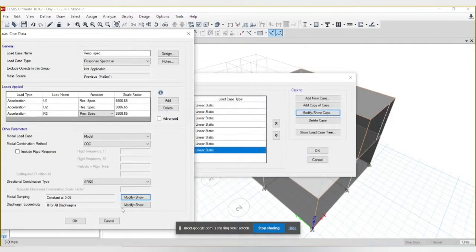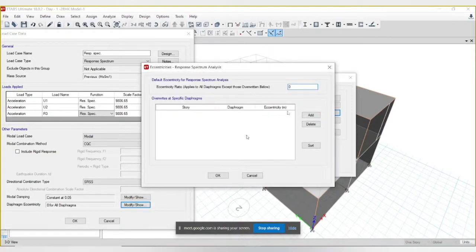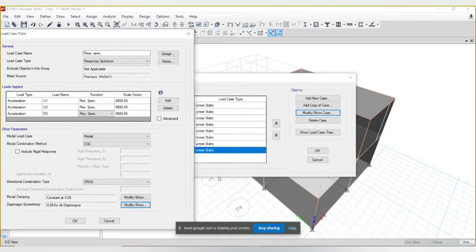So let us give 5% damping, and diaphragm eccentricity, you will be taking 0.05 times eccentricity. If the force and your center of mass and center of resistance are not coinciding, you will be taking response spectrum analysis, which is applied with an eccentricity of 5%. Let us take it as OK, and it will assume that all the diaphragms, if you have two diaphragms, will be taken as 0.05 times the eccentricity. Okay, these are our load case data.